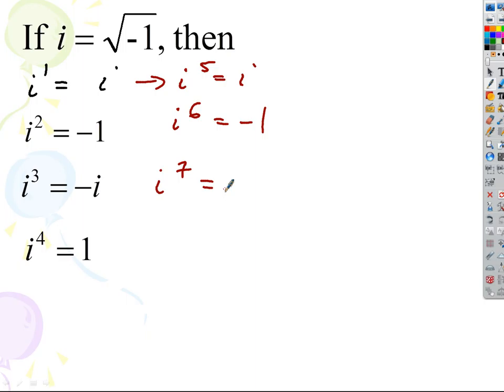i to the seventh would equal i to the fourth, which is 1, times i cubed. Well, i cubed is negative i, right? And then i to the eighth would be what? 1, yeah. Because it's just i to the fourth times i to the fourth. Okay? That pattern is going to repeat over and over and over again. i to the ninth would be the same as i to the fifth, which is just i.